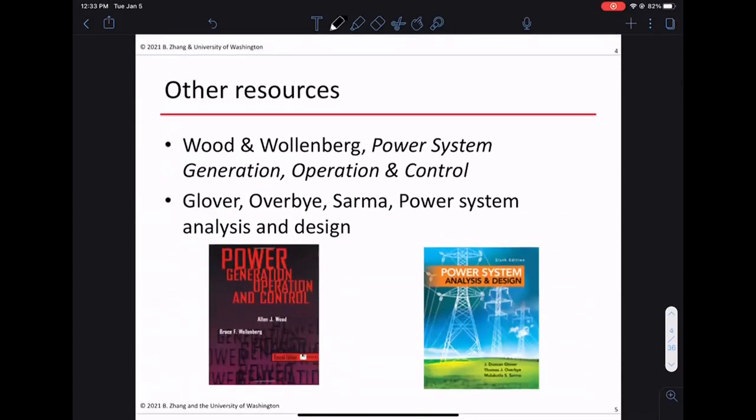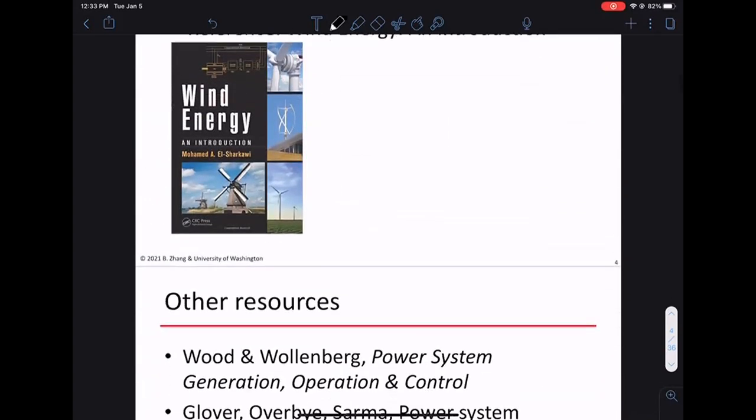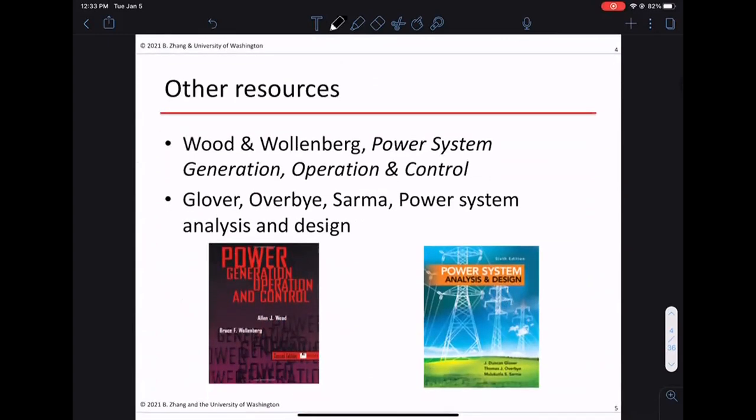If you have any questions, just shout out and let me know. For other resources, if you've taken 554, these are the books we used in 554. These are general power system books you're welcome to use and refer to. Again, we don't require them. The lecture slides will be self-contained, but referring to these can be helpful for us.